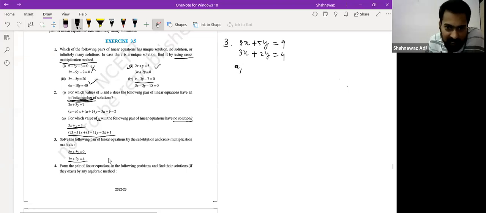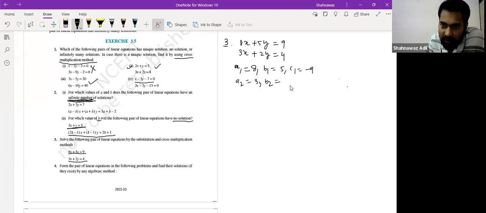First, we have to find if this has a solution. 8 by 3, 5 by 2. So a unique solution, right? A1 is 8, B1 is 5, C1 is -9. A2 is 3, B2 is 2, and C2 is 4.